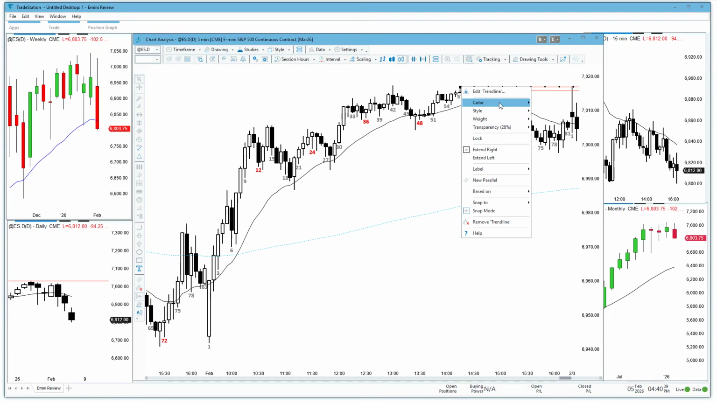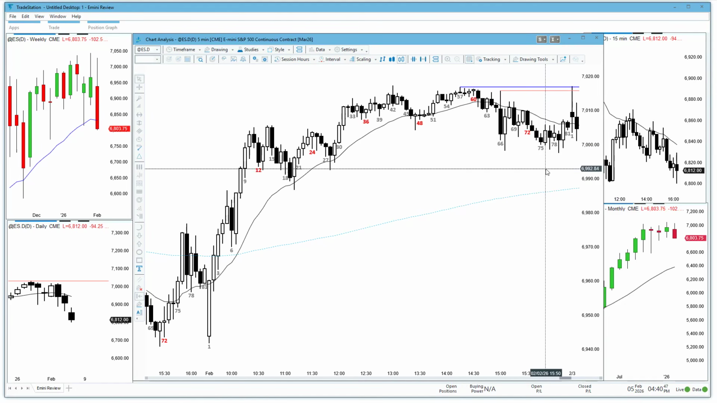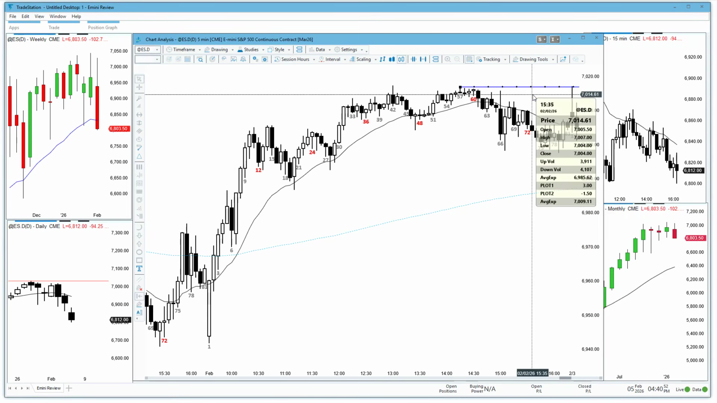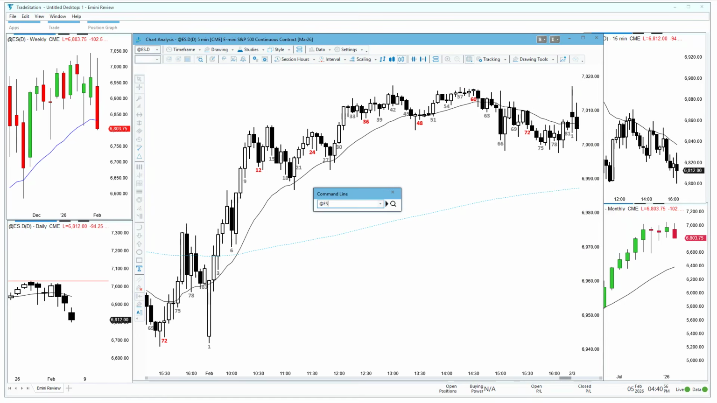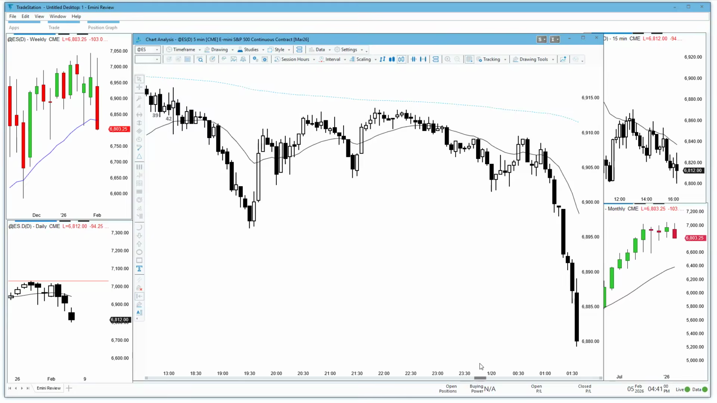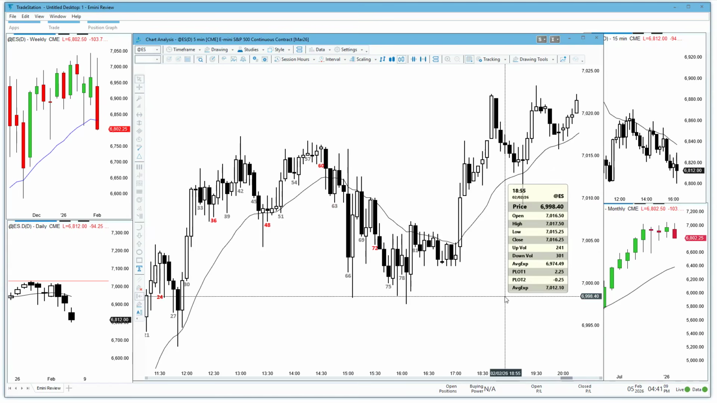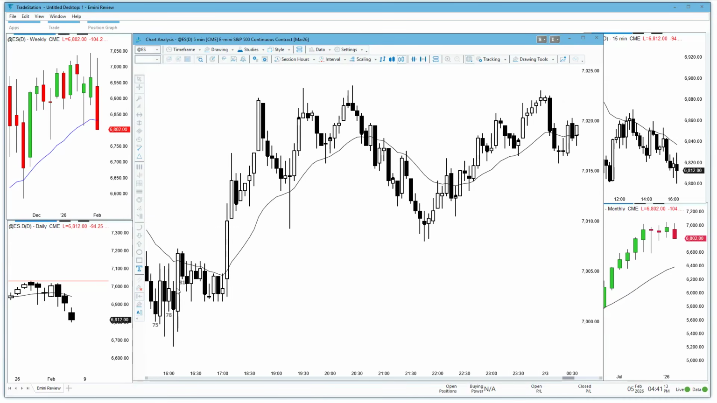Here's the prior day's high. So we can look really quickly at the end of the second. Here's the close of the day back here.